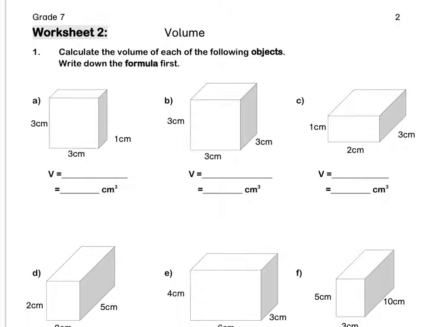Worksheet 2. Calculate the volume of each of the following objects. Write down the formula first. Let's do A together, so get out your pen. The volume for a rectangular prism is its length times its breadth times its height, which in this case is 3 times 3, which is 9, times 1 stays 9 centimeters cubed. Press pause to complete question B and C by yourself.